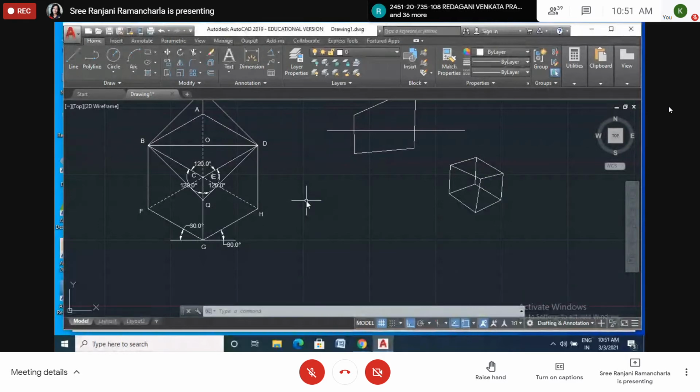They are seen as similar and equal rhombuses instead of squares. Am I audible? Hello? Yes, ma'am. Okay, I'm repeating again: all the faces are equally inclined to VP and they are seen as similar and equal rhombuses instead of squares.